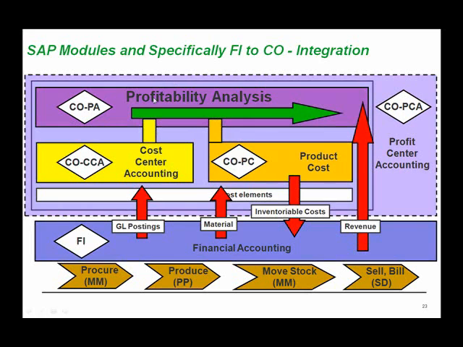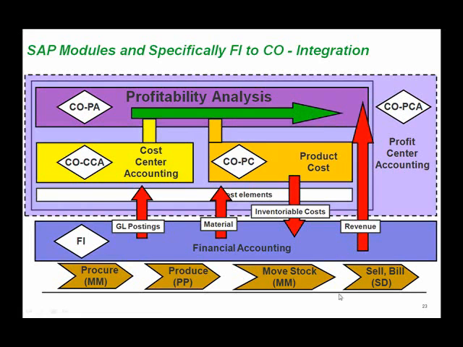Any expenses go into PA. When you ship a product, when you bill a customer, that goes into PA. When you procure something and you have a purchase price variance, that goes into PA. So PA gives you the profitability of a product, a profitability of a customer, a profitability in a given geography that you operate in. It's a reporting module within CO, within this base product.